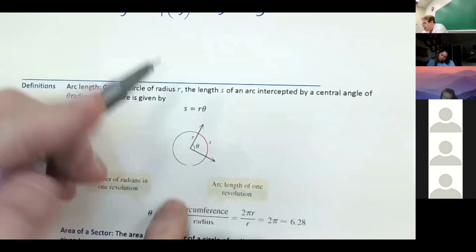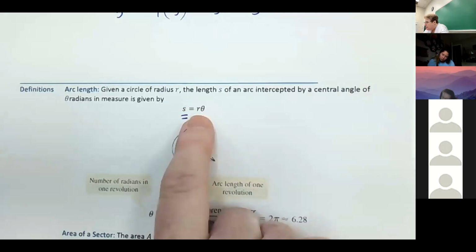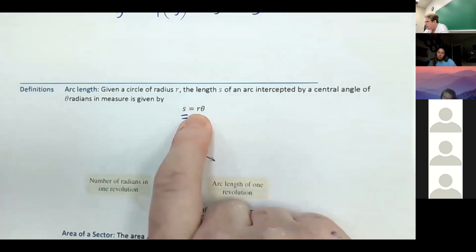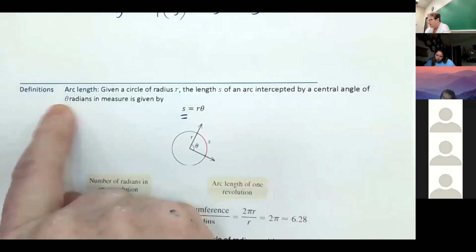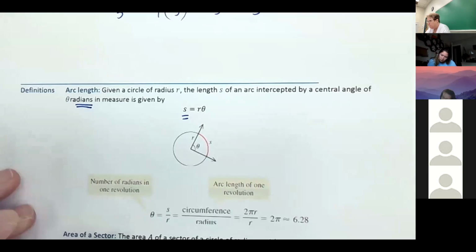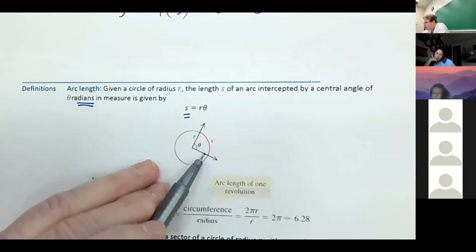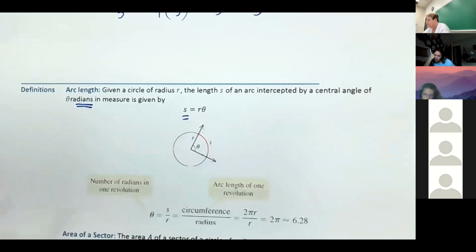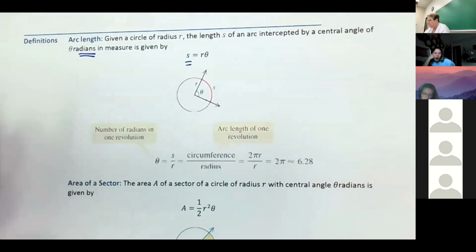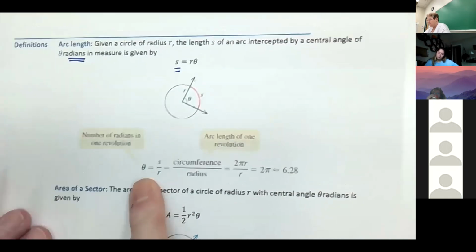Arc length is the S. Arc length is equal to the radius of a circle times the angle, as long as that angle is measured in radians. So you can go back and forth between the angle and the arc length as long as the angle is in radians.